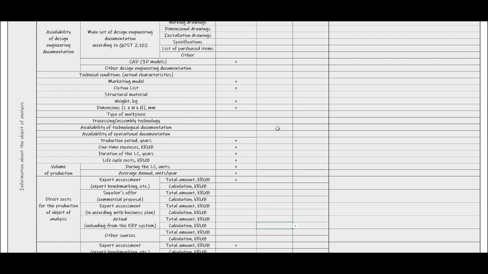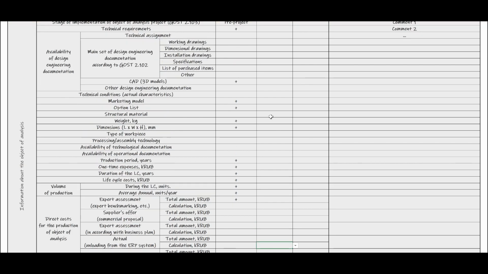For example, for the bicycle analysis object, fields such as structural material and assembly technology cannot be filled in, since dozens of structural materials and assembly technologies are used in this analyzed object, so some fields will remain blank. For the object of analysis of front wheel bushing, on the contrary, filling in the fields structural material and process technology is not a problem. However, the field technical specifications will be blank, since no one will draw up technical specifications for a separate simple part.